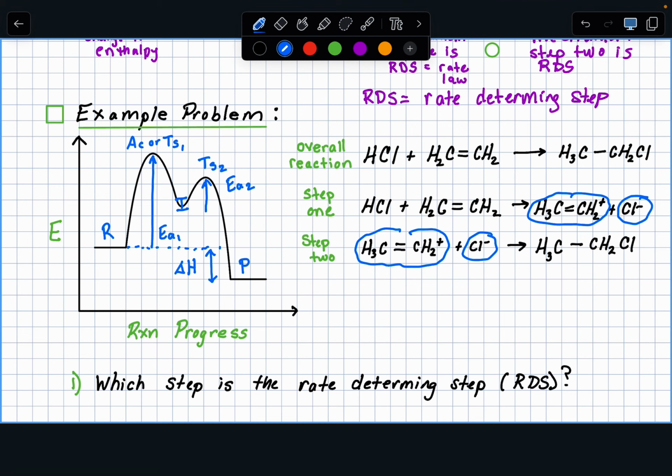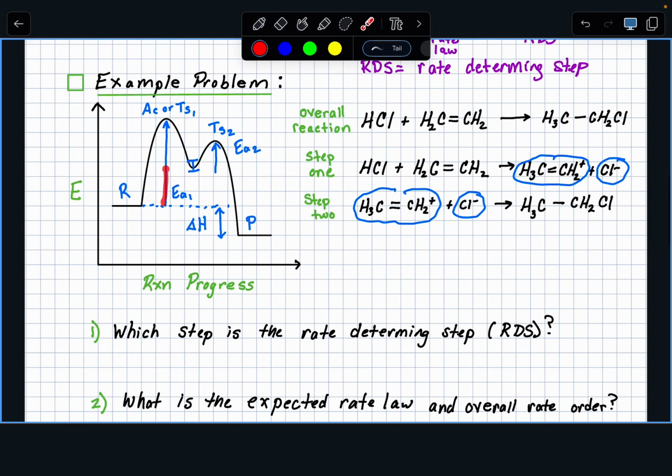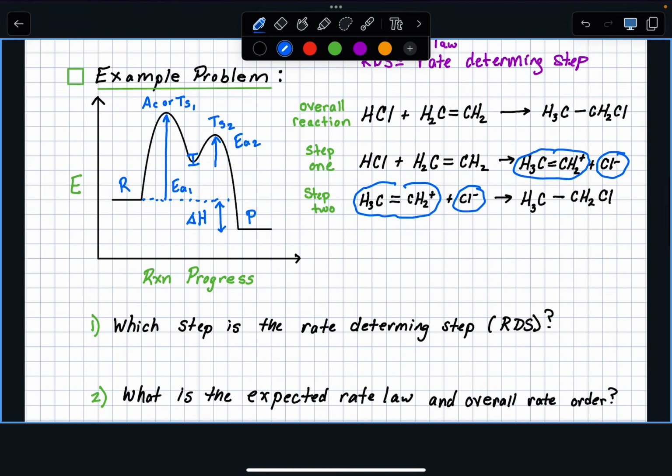And so which of these, step 1 or 2, is the rate determining step? And again, you base that off of whichever one has the highest activation energy. So you'd say step 1 is your rate determining step, your RDS. And if you had to justify your answer, you'd just say because activation energy 1 is greater than activation energy 2, short and sweet and to the point. But basically more energy has to go in to break those bonds, so it's what controls the speed of this reaction. All right, next, what is the expected rate law?